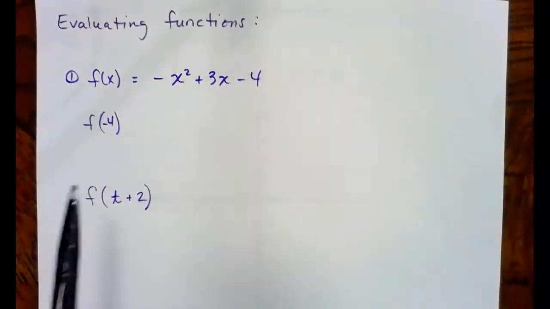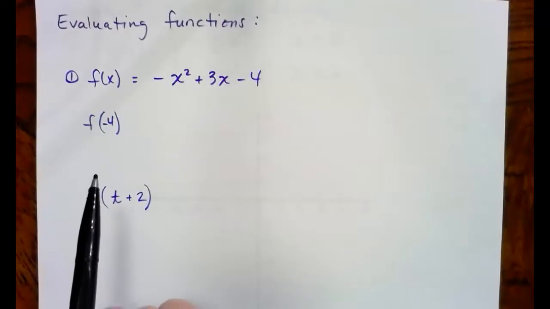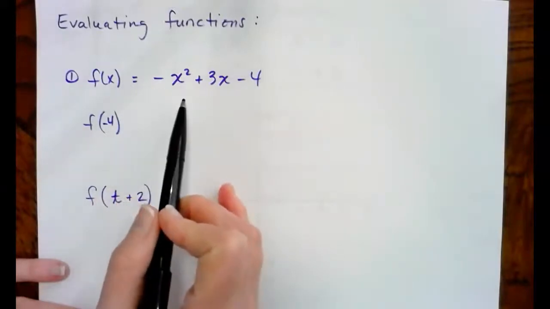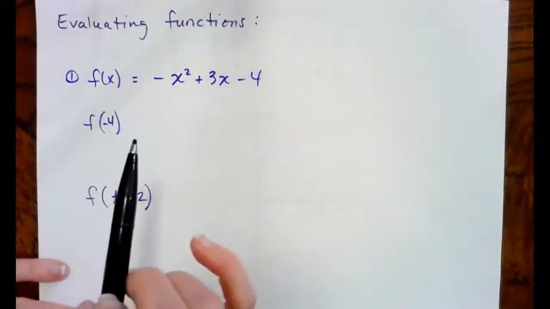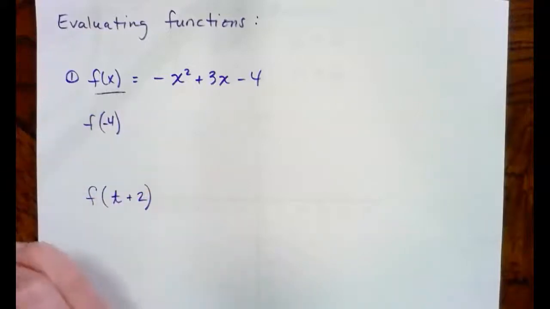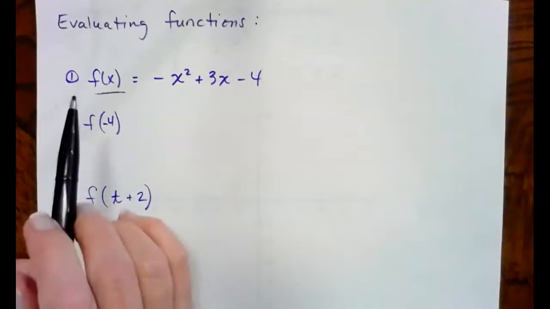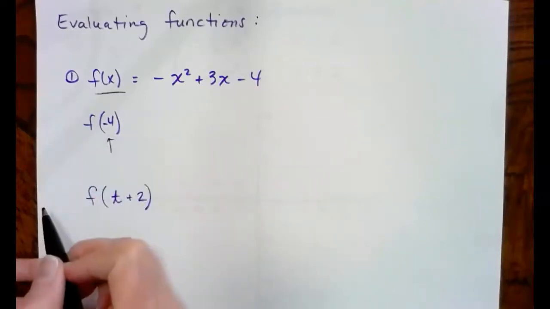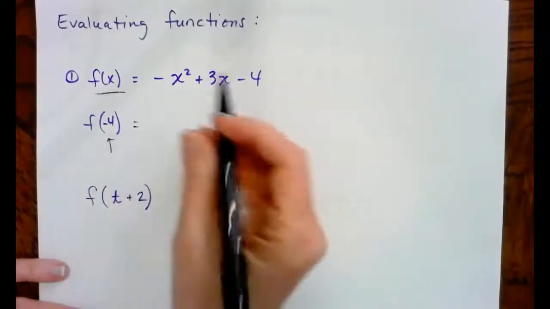You will see evaluating functions on our test on Tuesday. So if we're given f of x is equal to the opposite of x squared plus 3x minus 4, remember that function notation is nothing more than a set of instructions telling you what you're going to do with an input. So our first input value is going to be -4.